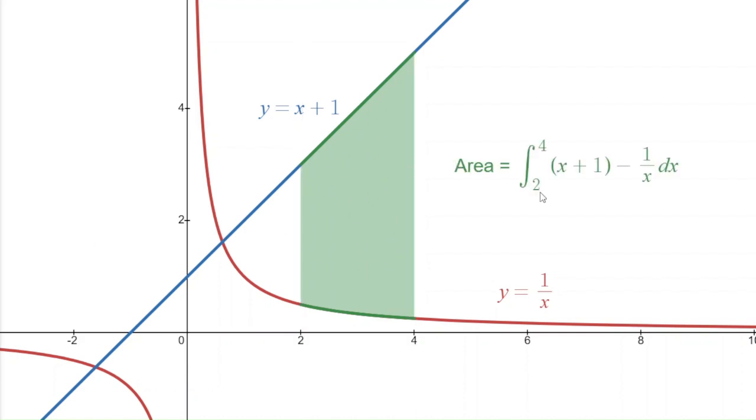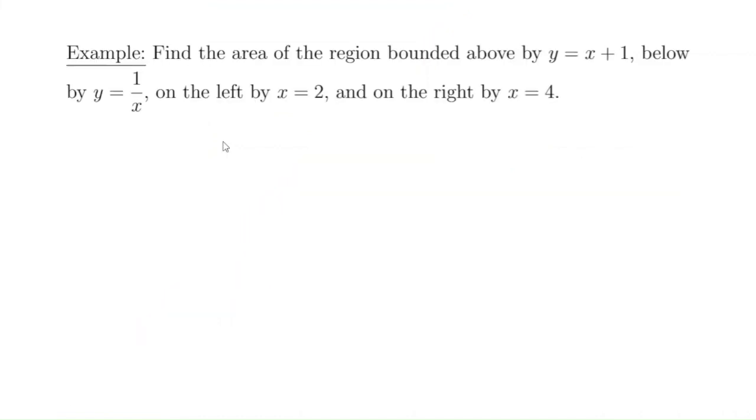Well, notice, according to our formula, the area is going to be the integral from 2 to 4 of the top function, x plus 1, minus the bottom function, 1 over x, dx. If we calculate this integral, that will give us the area of this region. All right, so let's do it. The integral from 2 to 4 of x plus 1 minus 1 over x dx.